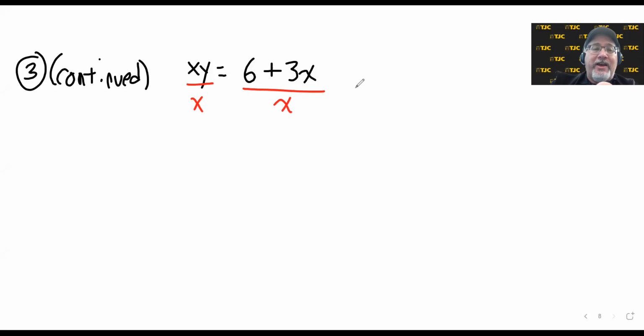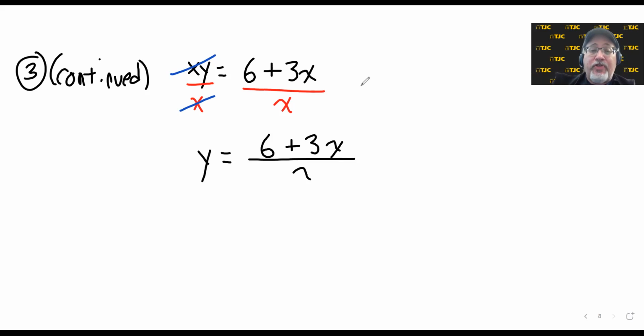That will cancel the x's on the left. Let me change colors when I cross these out. We'll use blue. That will cross out the x's on the left, leaving just the y. Now, what happens on the right side? Well, actually, one of two things. We could leave it as 6 plus 3x over x. There's nothing wrong with that. But let me tell you what not to do. Don't cancel these x's.